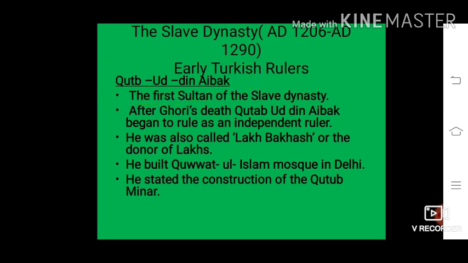So this is the reason this dynasty is known as the slave dynasty. He made Qutbuddin Aibak free from slavery, and he made him his successor. Qutbuddin Aibak was one of the generals of Muhammad Ghori. And after Muhammad Ghori's death, Qutbuddin Aibak began to rule as an independent ruler.